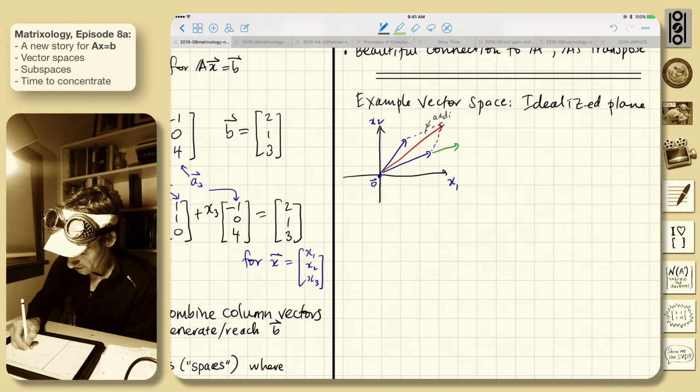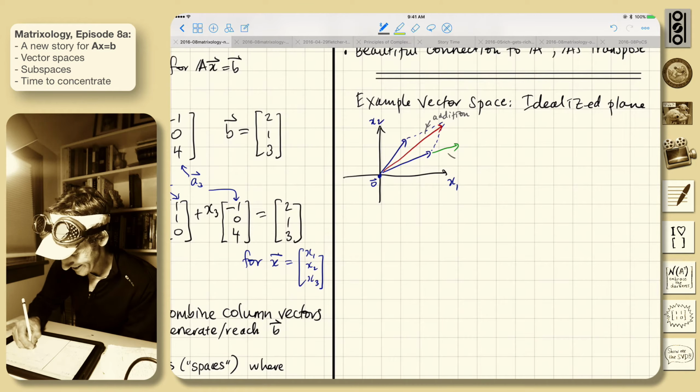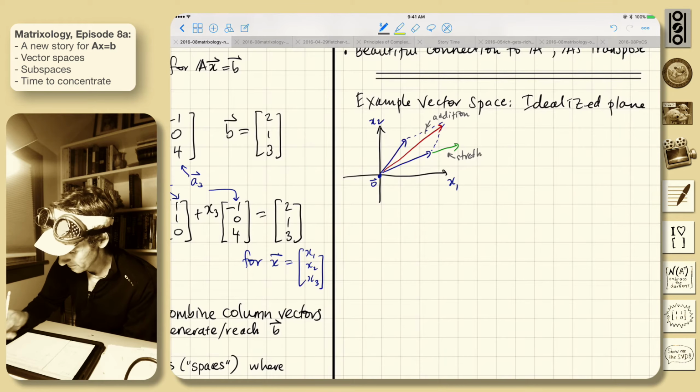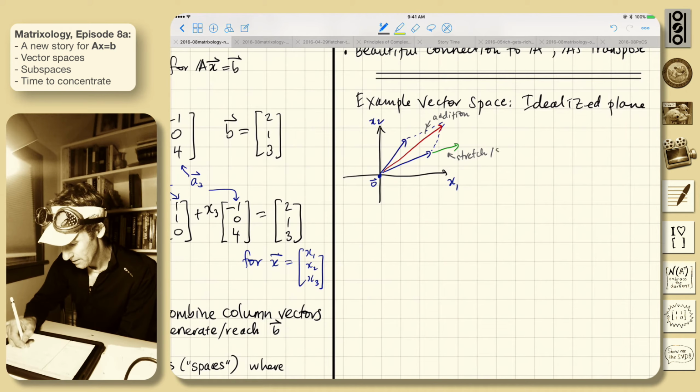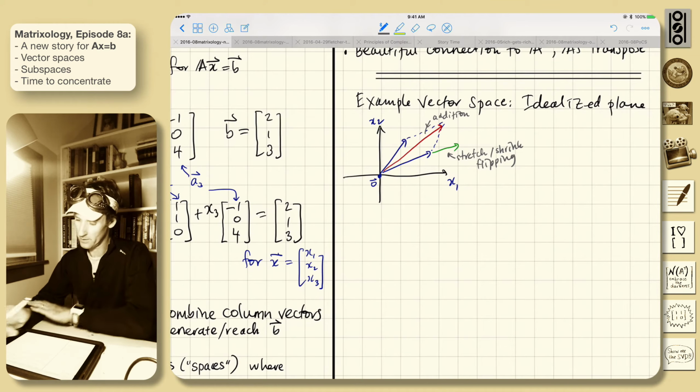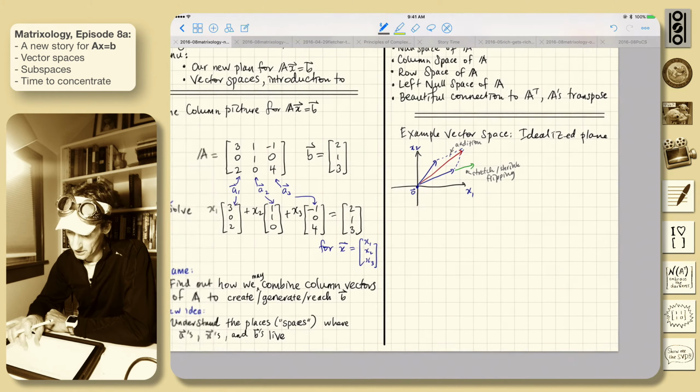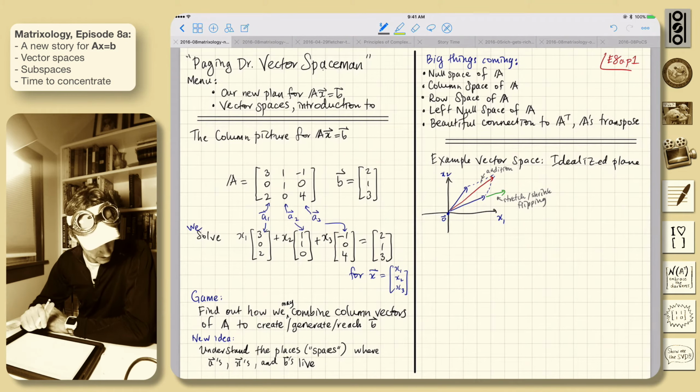These are exciting things you can do with vectors. Addition, stretch. So there's stretch and shrink. Insert Seinfeld reference, and flipping. They're all to do with multiplying. If you multiply by -1, it flips over to the other direction and so on, right? So these are just some basic things we can think about.